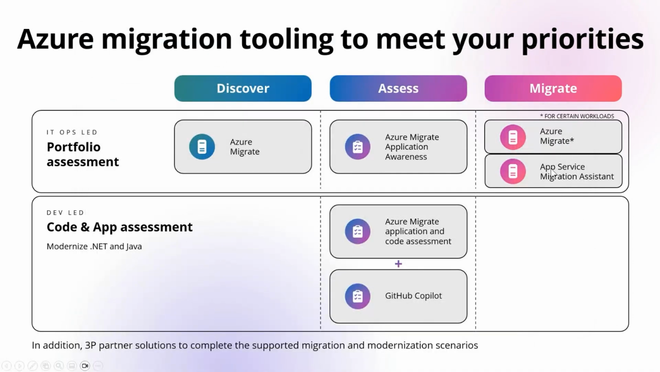Now, with that, we also give you additional capabilities like what we introduced about a year ago: the code and app assessment capabilities for .NET and Java, which is called the Azure Migrate Application and Code Assessment Tool. That tool gives you all of the details, and I will also show you some demos of the enhancements we've been making, and what has been enhanced with GitHub Copilot now. With the AI capability, you can make it super easy for any developer on your team to understand what needs to be done.